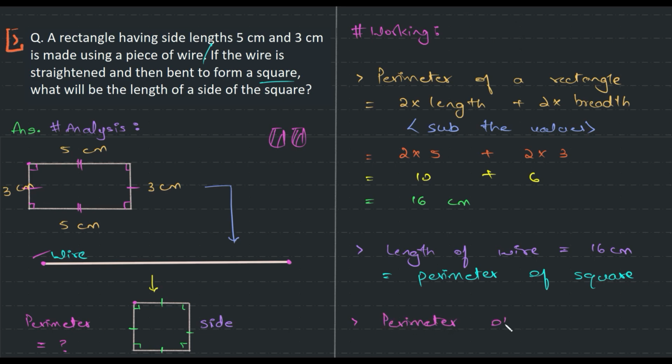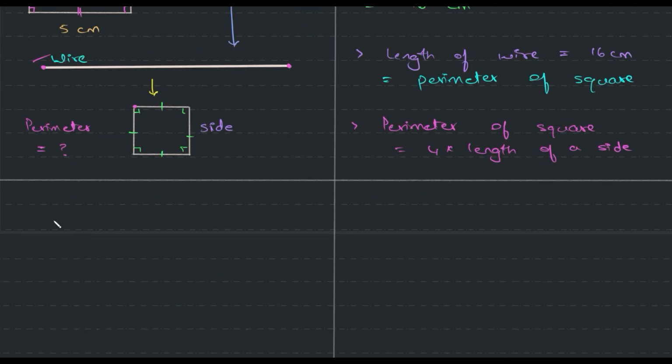So perimeter of the square is given by what? Yes, 4 times the length of a side. So perimeter is, we just found that it's 16. This is on substituting the values. Substituting means we are replacing the expression with particular values which we know of. 4 times the side. I'm just going to write s for side.